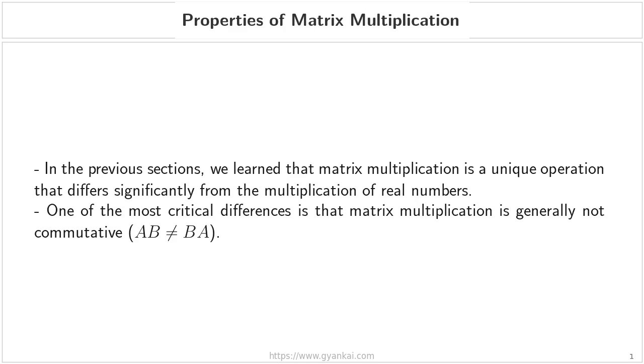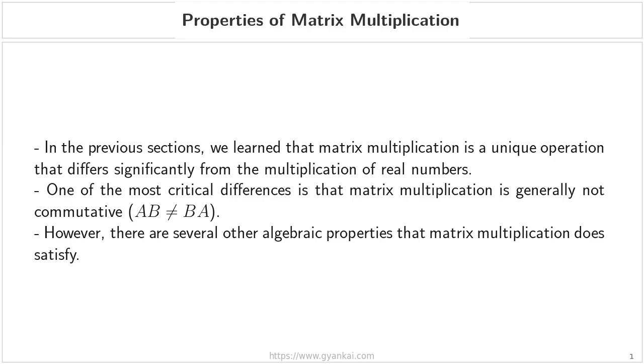One of the most critical distinctions you must remember is that matrix multiplication is generally not commutative. In other words, if you multiply matrix A by matrix B, the result is typically not the same as multiplying matrix B by matrix A. To put it simply, A times B does not equal B times A.